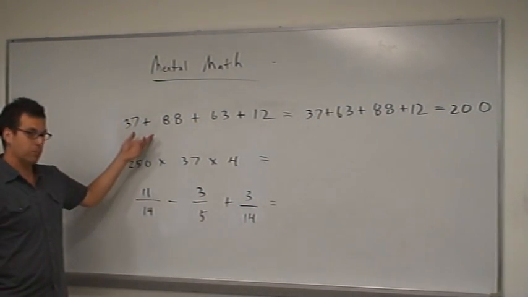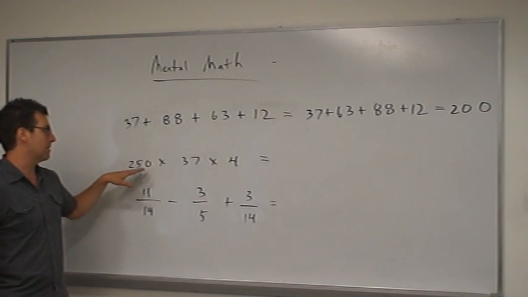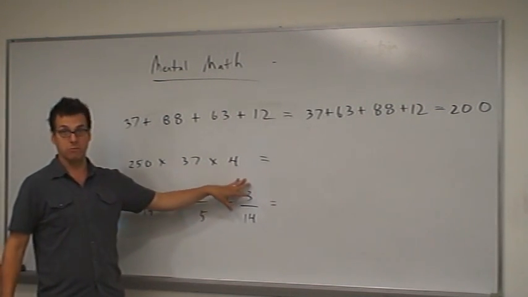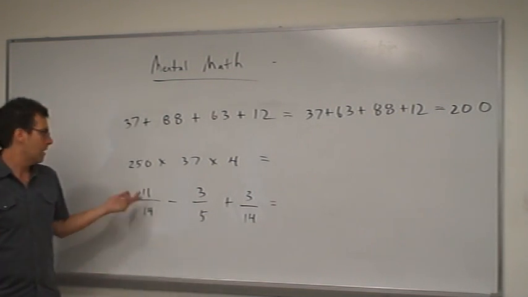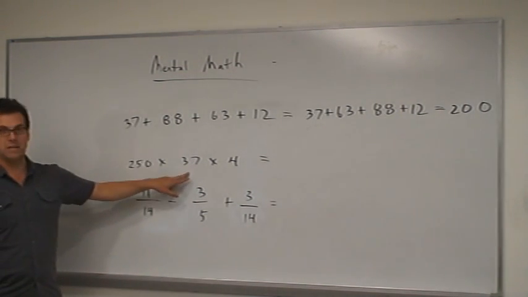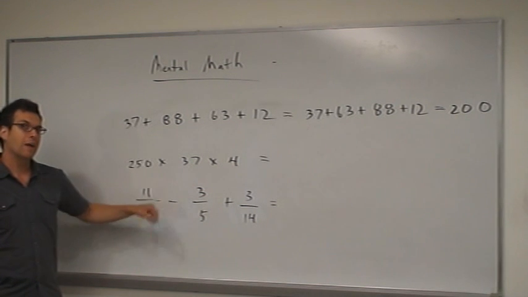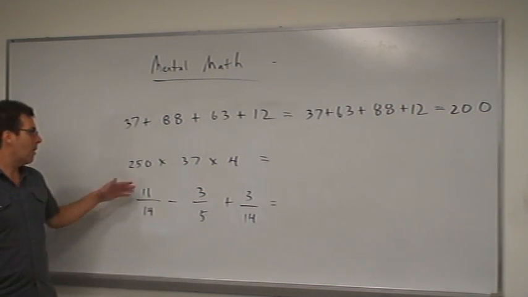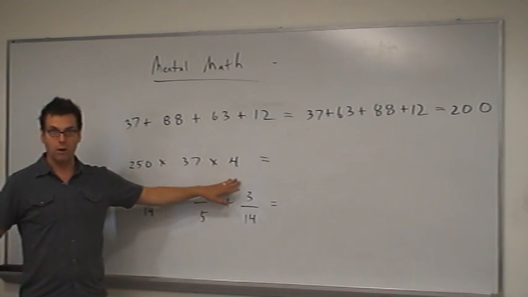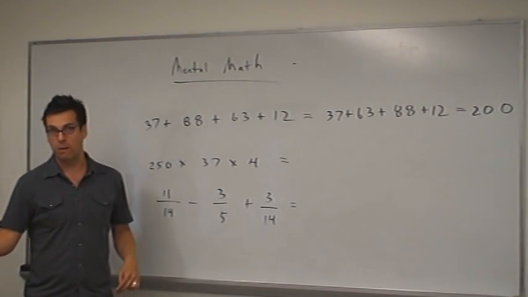Again, same as the previous problem, if we tried to multiply 250 times 37 times 4 strictly left to right, that would be a very difficult problem mentally. I don't know of anyone that knows 250 times 37 off the top of their head. However, again, if we use the fact that we can multiply in any order we like, we notice that 250 times 4 is an easy computation.